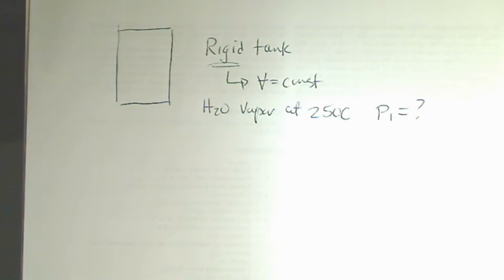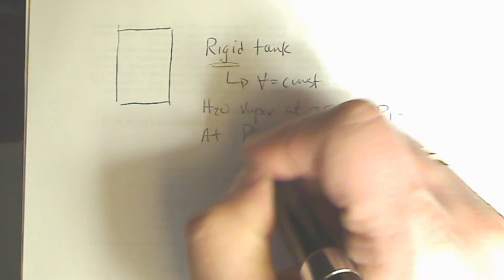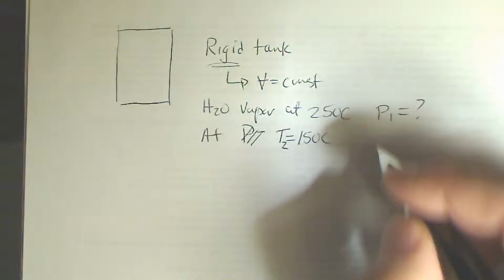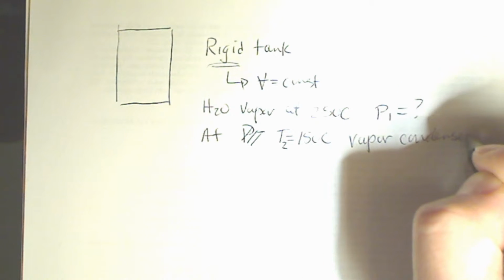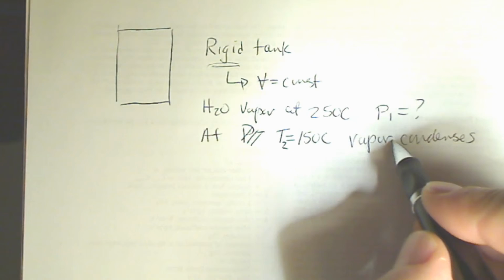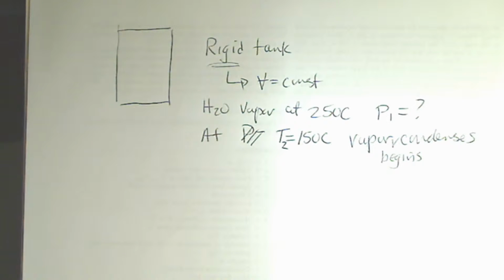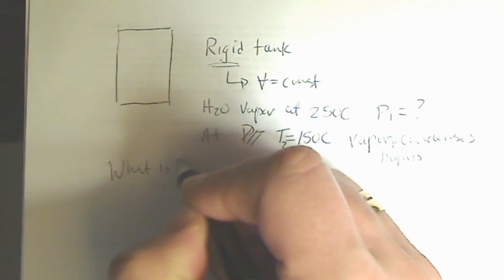When the tank is cooled to 150 degrees C, the vapor begins condensing. So the question says to estimate the initial pressure in the tank. What is P1?